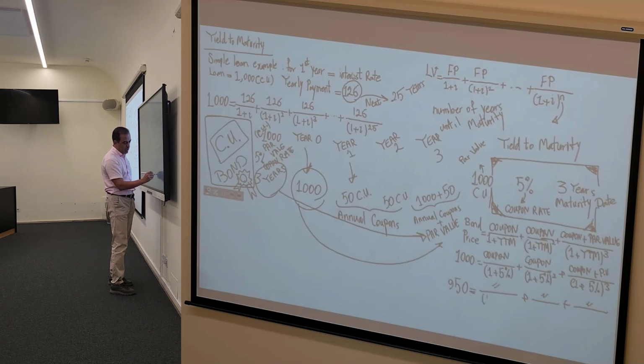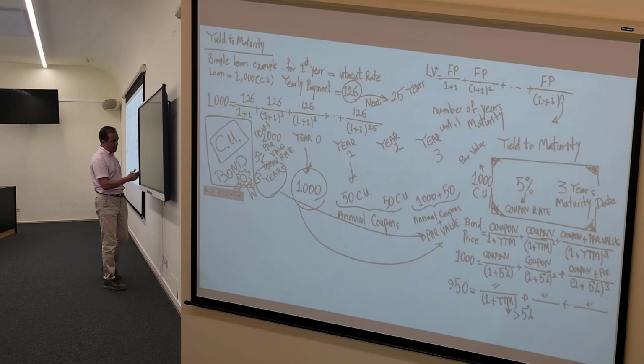It would be higher than 5%. So 1 plus yield to maturity, where this yield to maturity is higher than 5%.